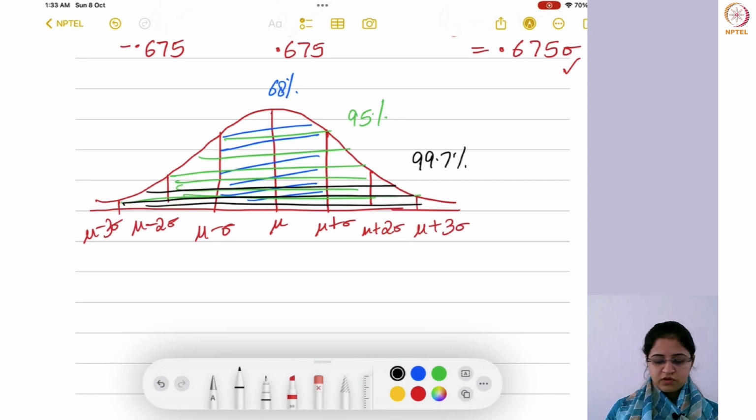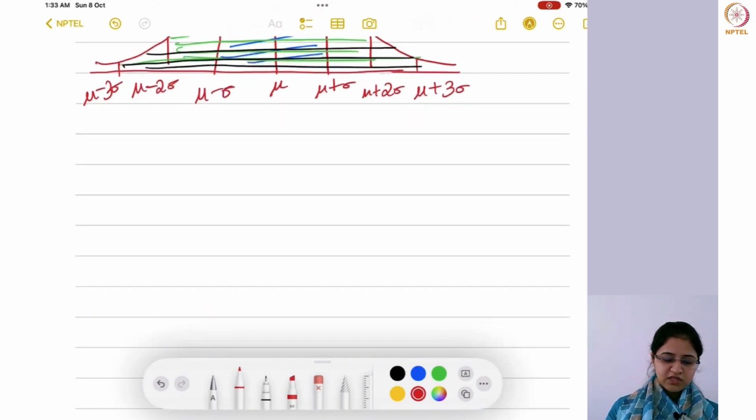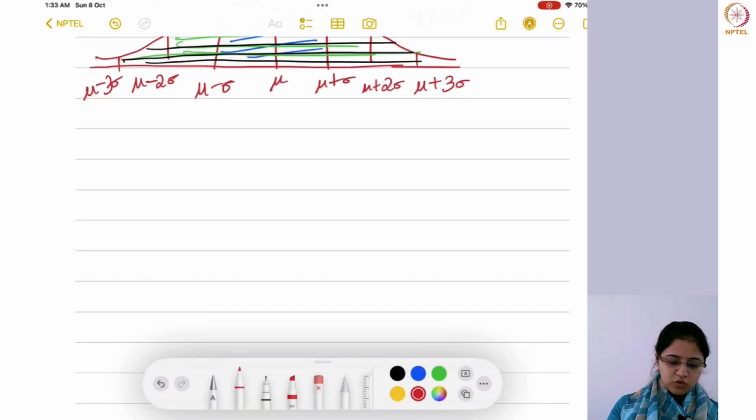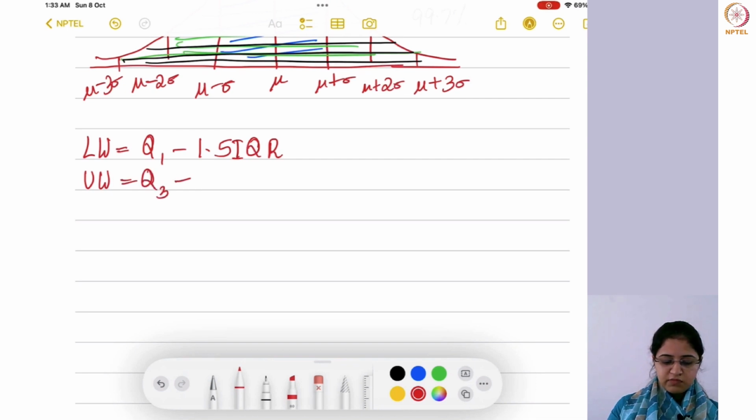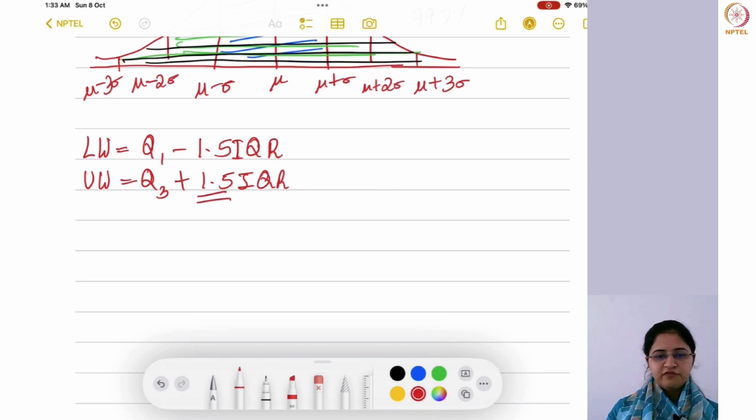Now, suppose that you take, in this case, the lower whisker, LW, which is Q1 minus 1.5 times IQR, and the upper whisker, which is Q3 plus 1.5 times IQR. Now the question is, why is it 1.5 only? Why not take 1 or 2 or 3, some other number? So let us see why we can't take those.